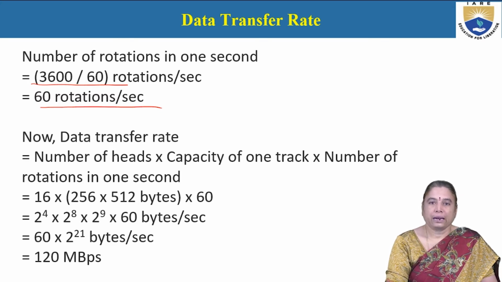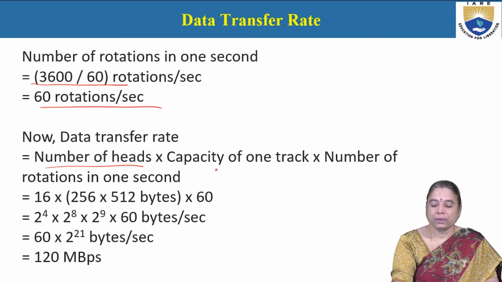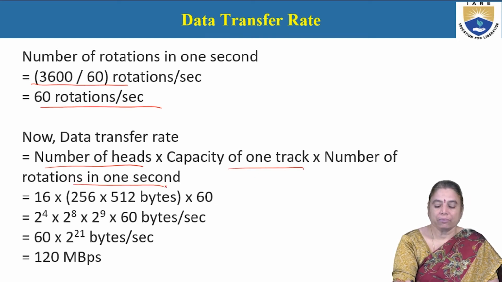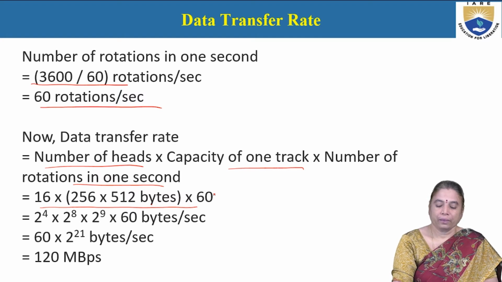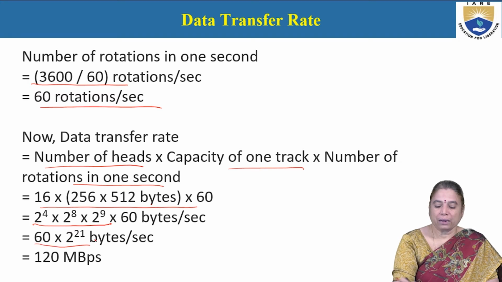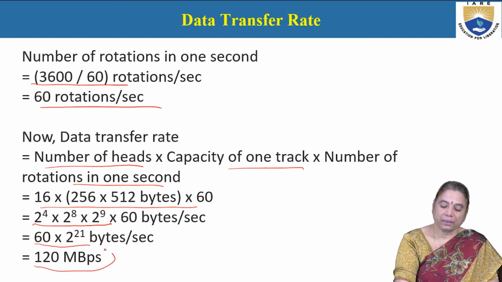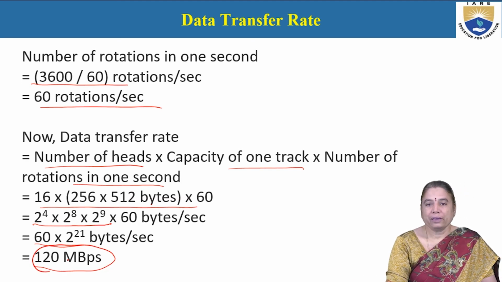Now data transfer rate is number of heads multiplied by capacity of one track multiplied by number of rotations in 1 second. So 16 multiplied by 256 into 512 bytes multiplied by 60, which can be represented with 2 powers. So 60 multiplied by 2 power 21 bytes per second. So it can be 128 Mbps, megabits per second.